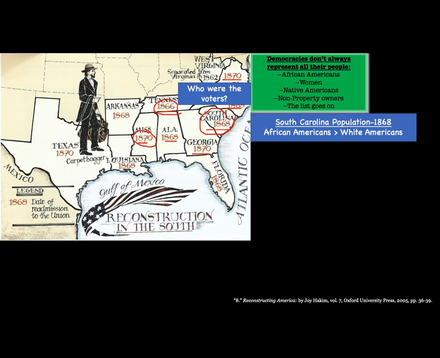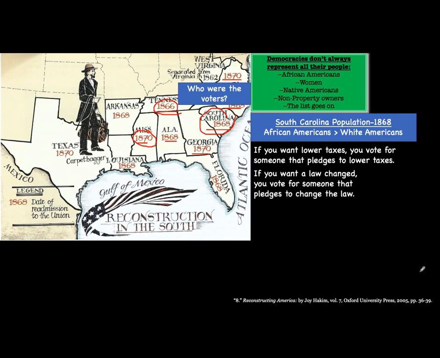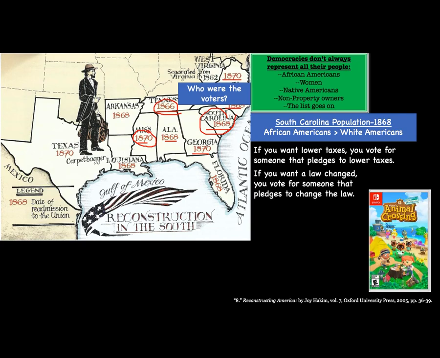That same thing goes on today. If you want lower taxes, you vote for someone that pledges to lower taxes. If you want a law changed, you vote for someone that pledges to change a law. And as an 8th grade student, if you want the school policy changed so that you can play Animal Crossing at school during lunch, you should vote for a student council representative, put together a policy, and do that.